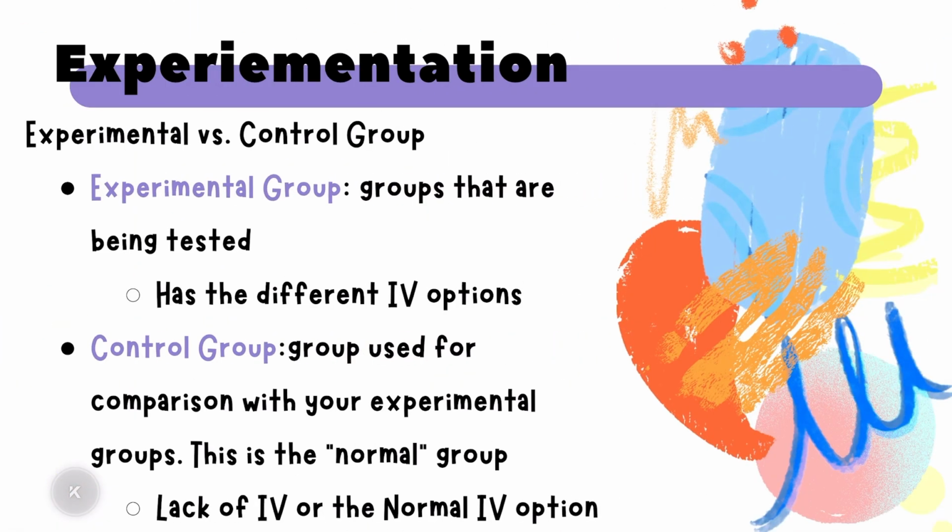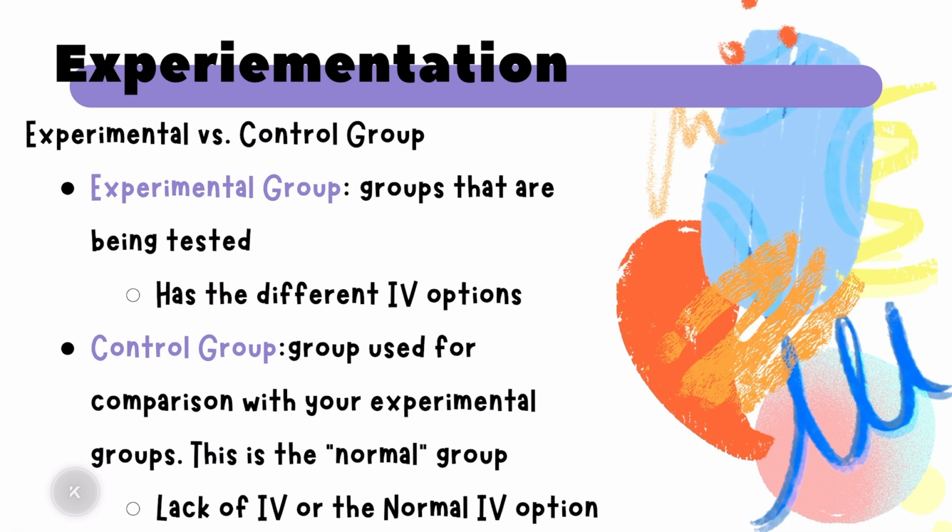So whenever I have an experiment, we said with the independent variable that it's the only thing that's going to change between my experimental groups. So what is an experimental group? An experimental group is a group that is being tested. It has the different independent variable options. Whereas my control group is my group that's used as a comparison with my experimental group. So it's the normal group. It either lacks the independent variable or it has the normal independent variable option.